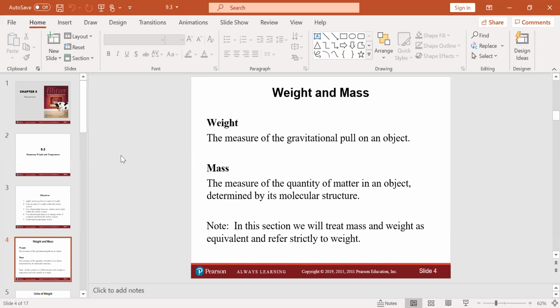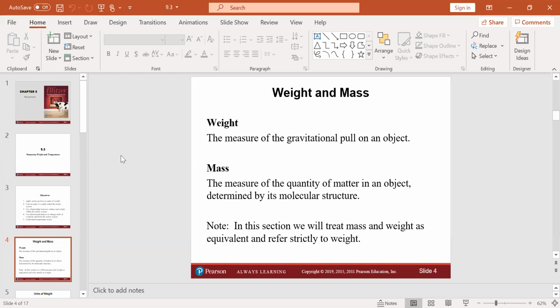I don't know what that lesson would be. So anyways, there's actually a big difference between weight and mass. Weight measures not just how much of you there is, it actually measures how much gravitational pull there is on an object. Whereas mass simply measures the quantity of matter in the object, determined basically by its molecular structure and how many of those molecules there are in that object.